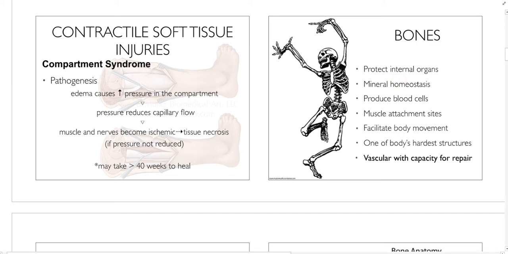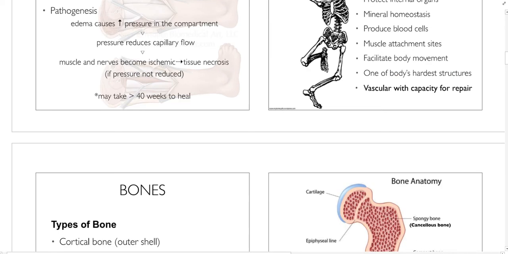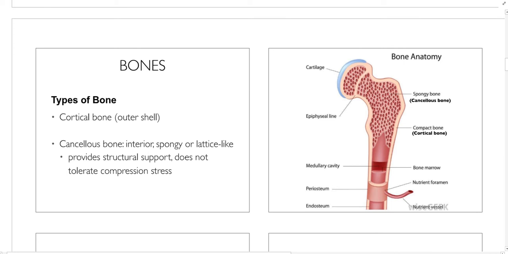So bones, we all know that stuff. Bones, types of bones. We've got our cortical bones, which are on the outside, and our spongy cancellous bones on the inside, our nice epiphyseal plate right there.